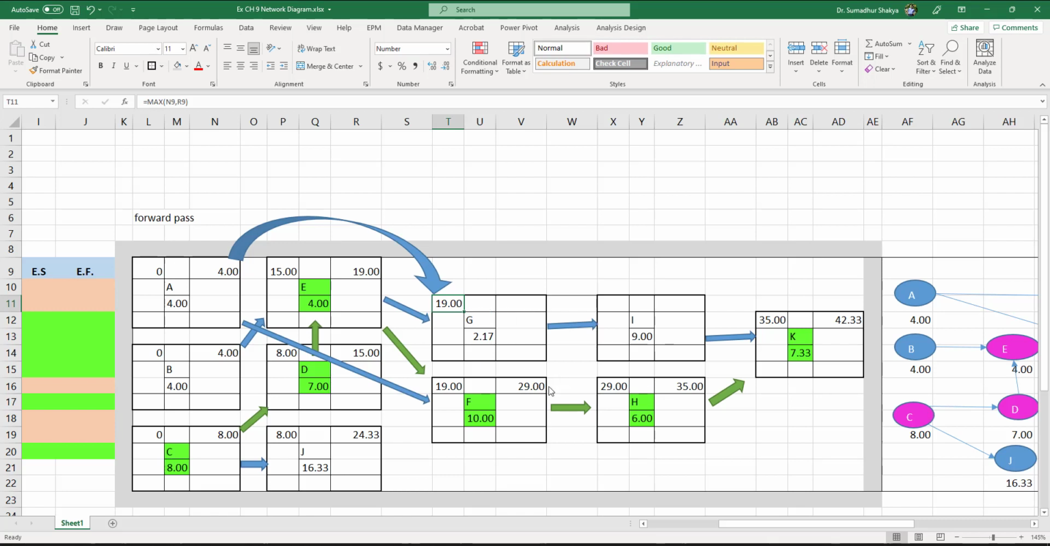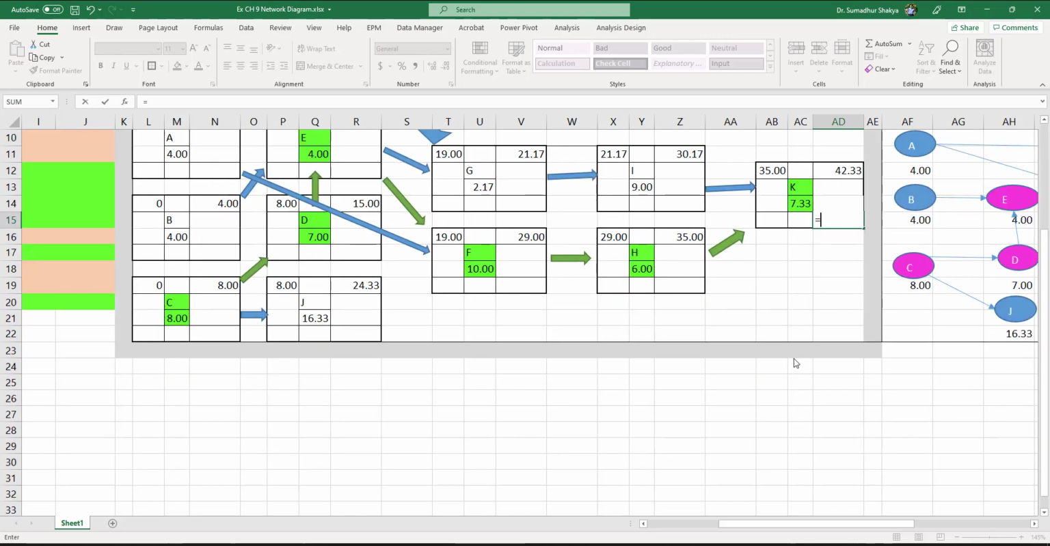Now, once you have the earliest start time, the earliest finish time for G is going to be 19 plus 2.17. Okay, now once I'm done with G, the earliest finish time of G is going to give me the early start time for I. The moment I have the start time, I can also calculate the finish time. That completes our forward pass. For the backward pass, we will start from right to left, assuming that we have a deadline of completing this project in 42.33 days.